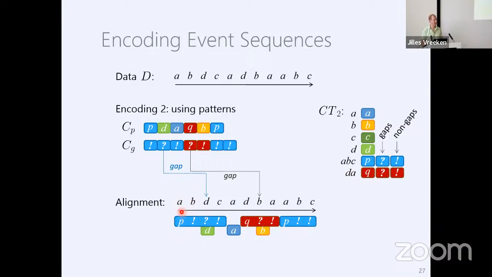Can we immediately write down the B? Well, we should check. We check in the gap stream, where we read, in this case, an exclamation mark. An exclamation mark is a fill code, or a non-gap code. So that means that, yes, you can write down the B. Next, can we write down the C? Let's see. No, there's a question mark. It means there's a gap in the pattern.